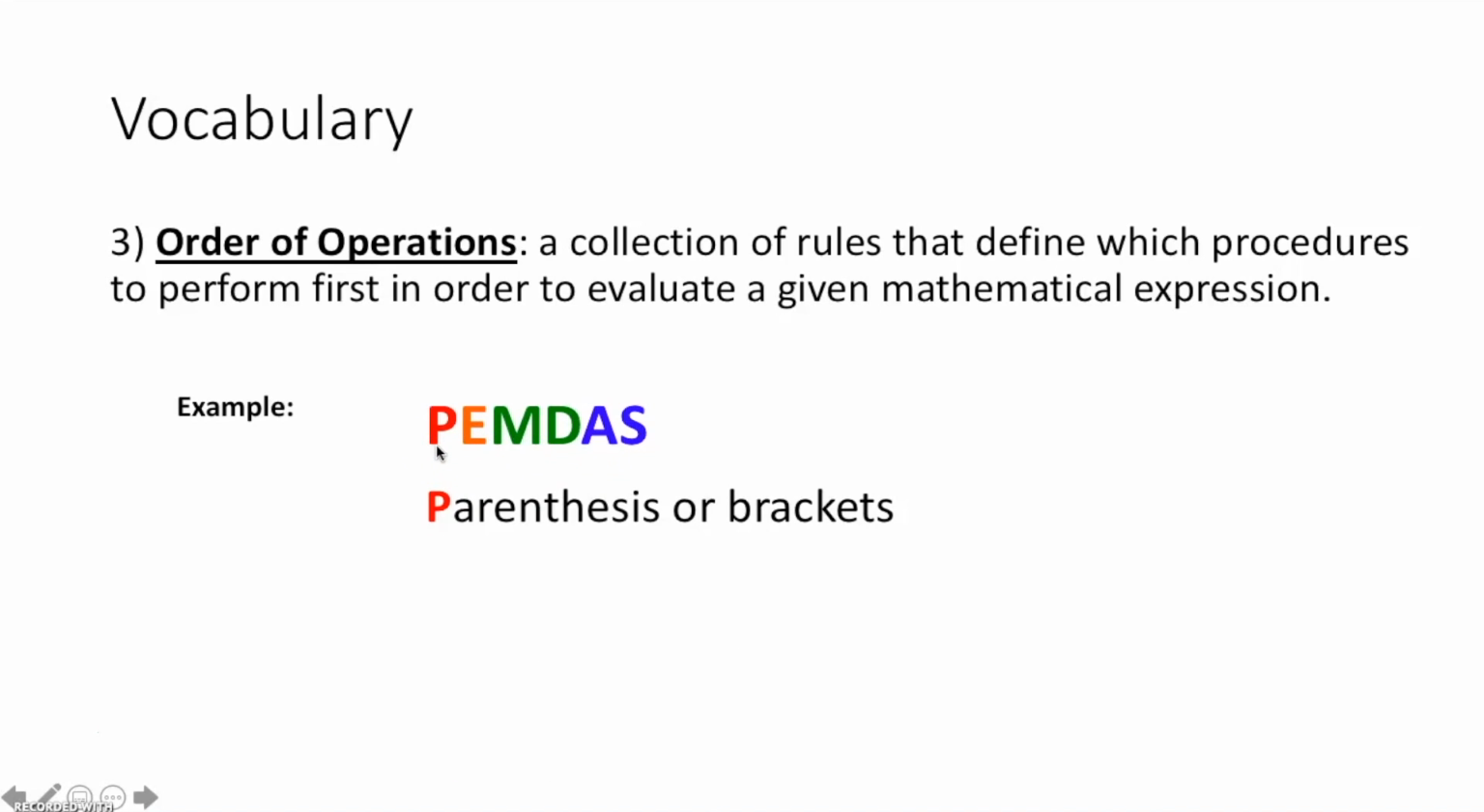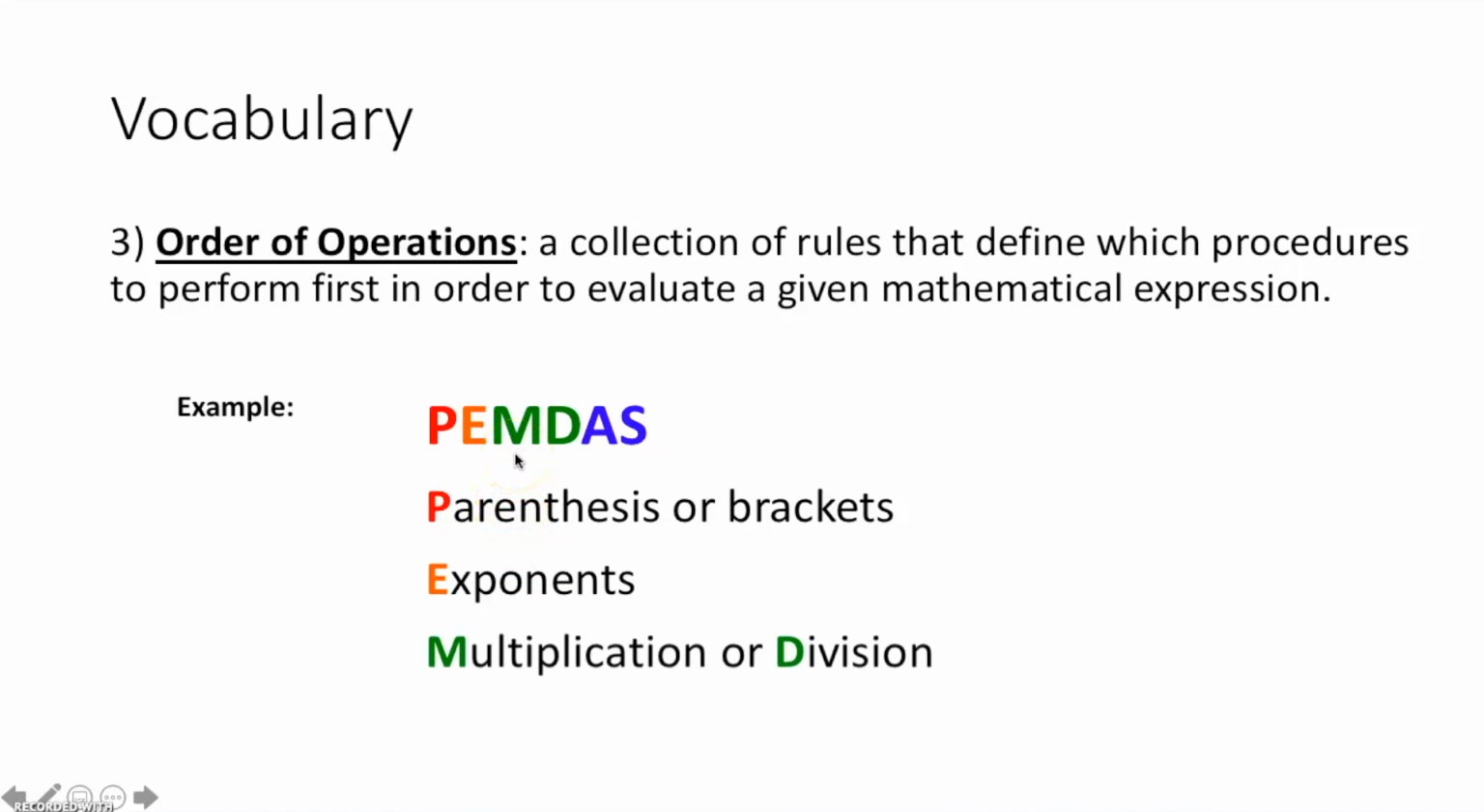PEMDAS refers to parentheses or brackets first. Parentheses, brackets, or grouping symbols. What's inside the parentheses? That's the first thing that you do. Next, you then switch to exponents. Whatever exponents appear from left to right, you evaluate those. After you've evaluated all of the exponents from left to right, you do the multiplication and division from left to right. It doesn't matter which comes first. You start from the left side of the expression and work to the right. Lastly, addition and subtraction from left to right. Again, it doesn't matter whether it's addition or subtraction first. You start from the left and go to the right.